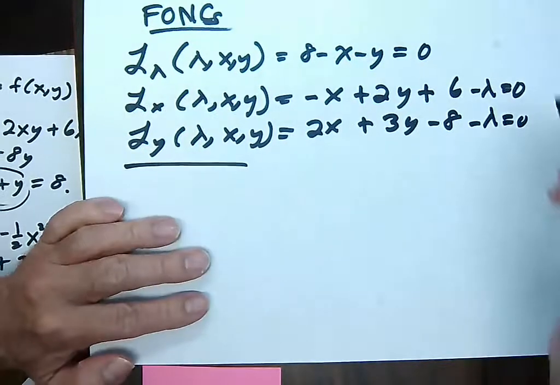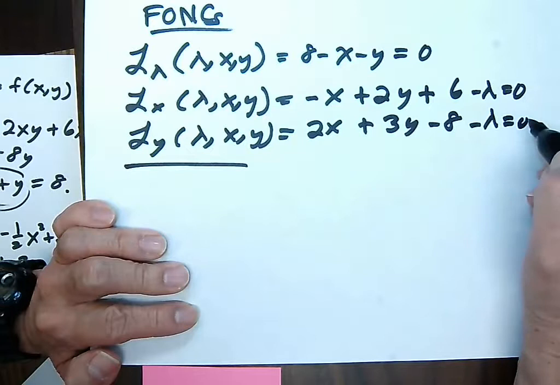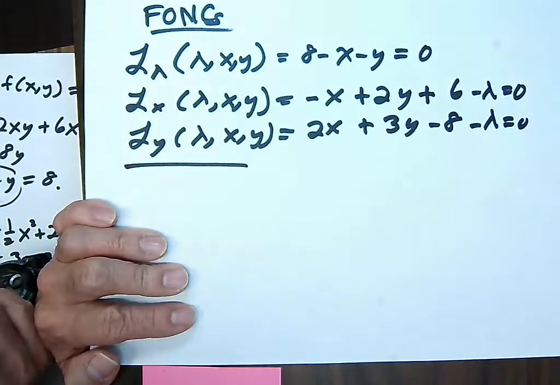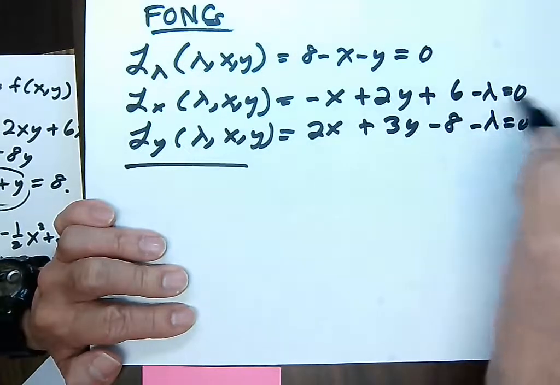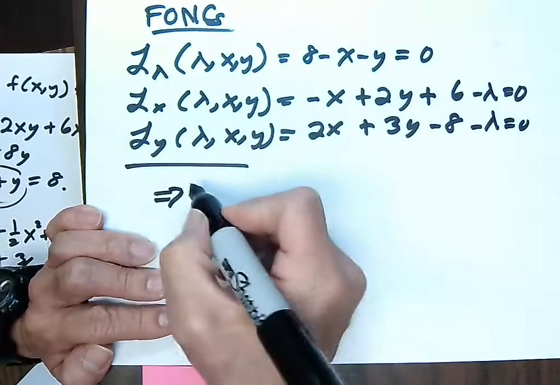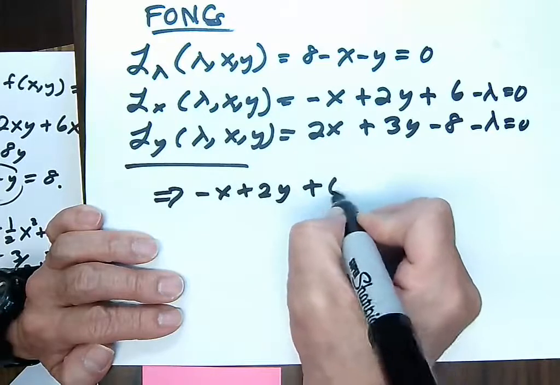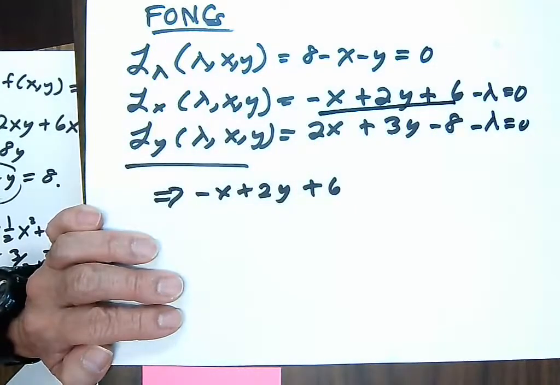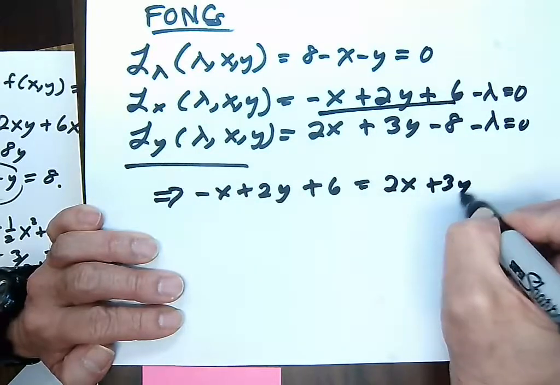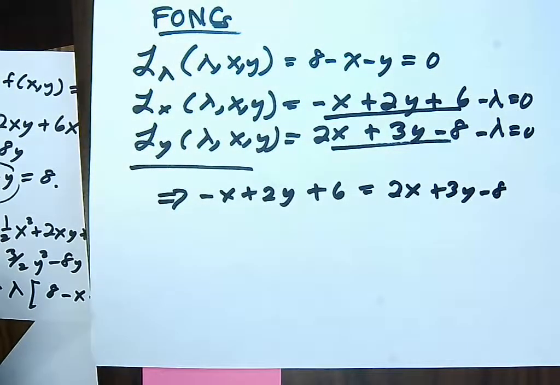Well, one easy way of doing this is moving the lambda in both equations to the right side of the equality, and we have a plus lambda in both equations on the right side of the equal sign. And since they're both equal to lambda, we can set those two expressions equal to one another, and we'll get the following result. We'll get minus x plus 2y plus 6, which is this expression right there, equal to 2x plus 3y minus 8, that expression right there, and we've eliminated lambda.